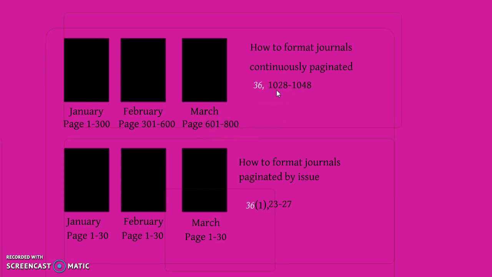Now, if something is continuously paginated, you will include the volume in italics, follow that by a comma, and then the page numbers for that journal article.